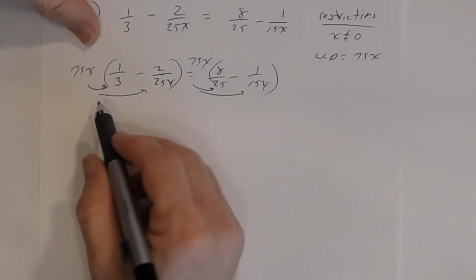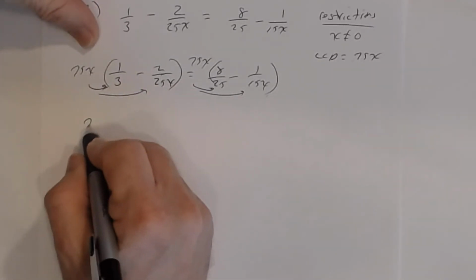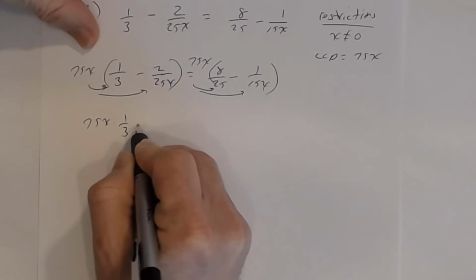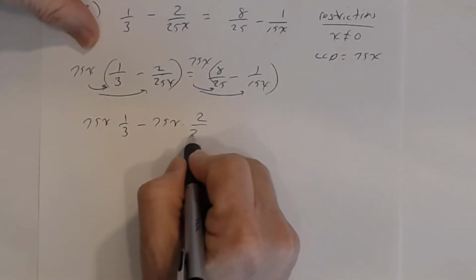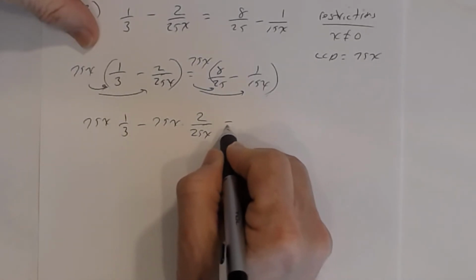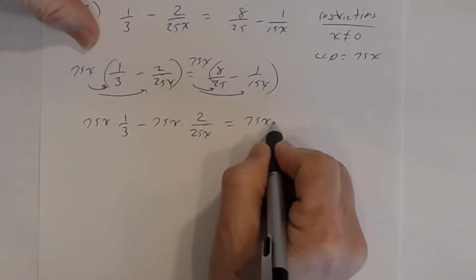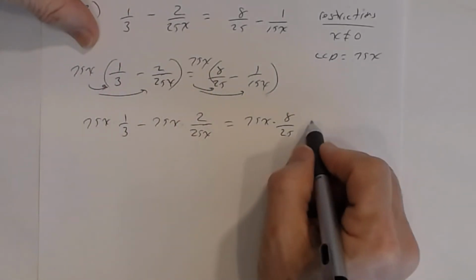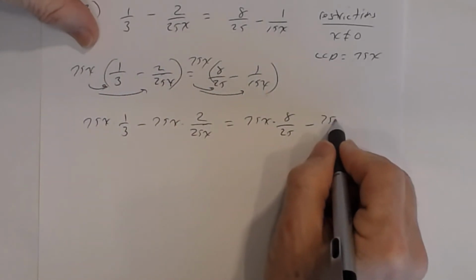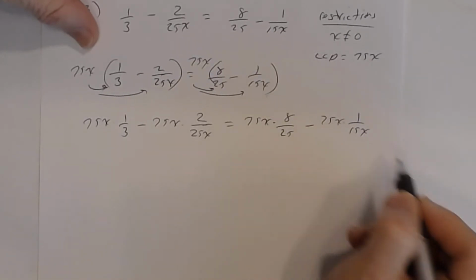So write out this stuff if you need to. You're going to say 75x times 1/3 minus 75x times 2 divided by 25x equals 75x times 8 divided by 25, and then minus 75x times 1 divided by 15x.